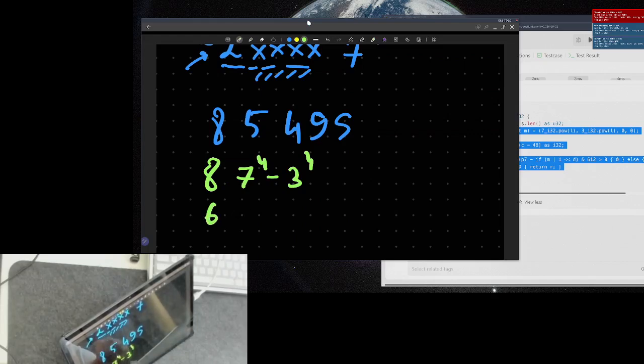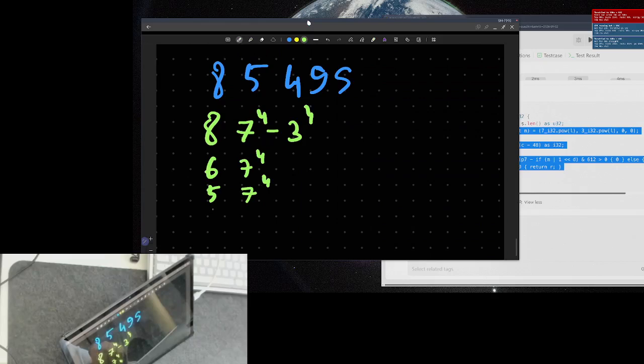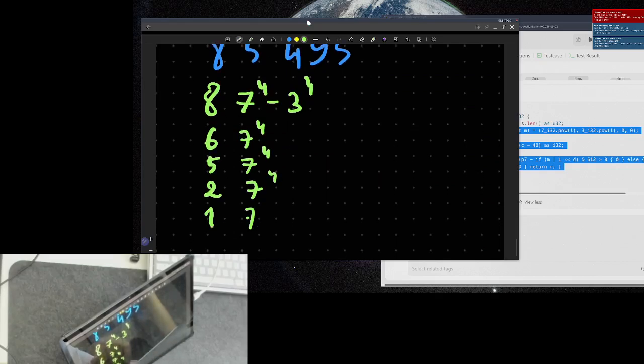again. 6 converts to 9, then it's just 7 to the power of 4. Then 5, 7 to the power of 4. 4 is forbidden. 3 is forbidden. 2, 7 to the power of 4. 1, 7 to the power of 4 minus 3 to the power of 4, and 0 the same.